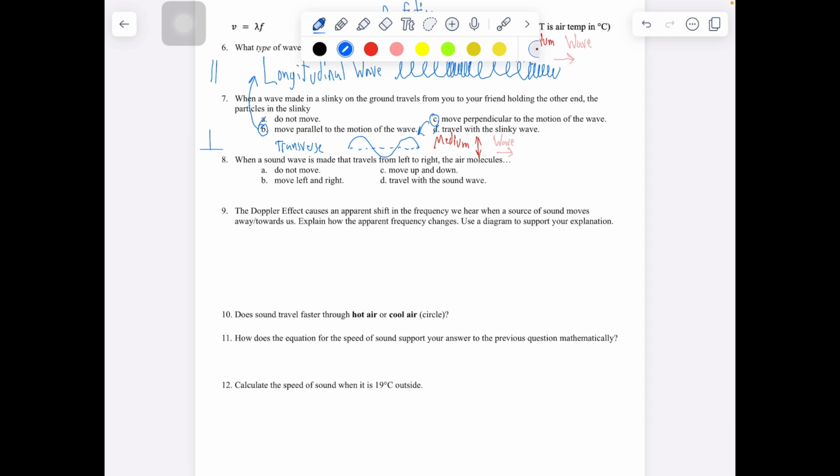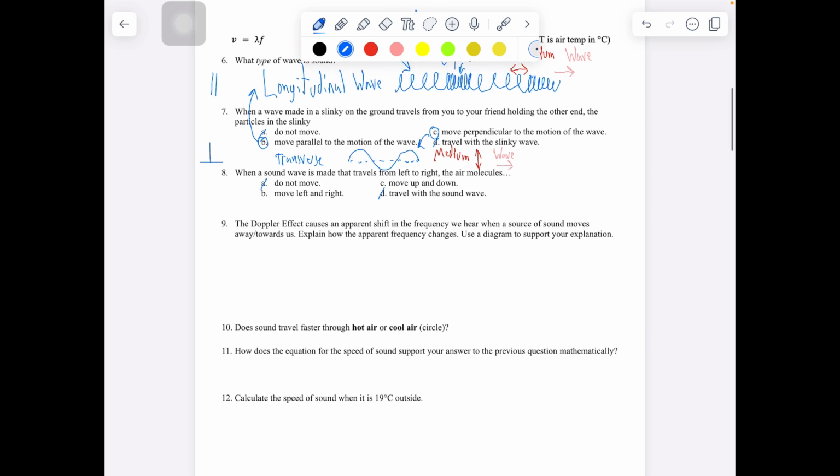Number 8, when a sound wave is made that travels from left to right, the air molecules, we know the air molecules are moving. We know they do not travel with the sound waves. The air molecules are not moving from my mouth to your ear. They are just oscillating, moving back and forth, ever so slightly. Since we know sound is a longitudinal wave, and longitudinal waves move parallel, the medium moves parallel to the direction of wave motion, and the wave is traveling from left to right, those air particles are going to be moving left to right as well.